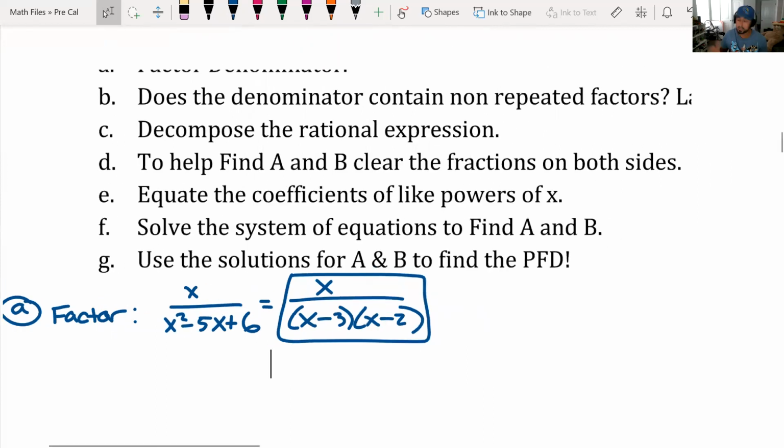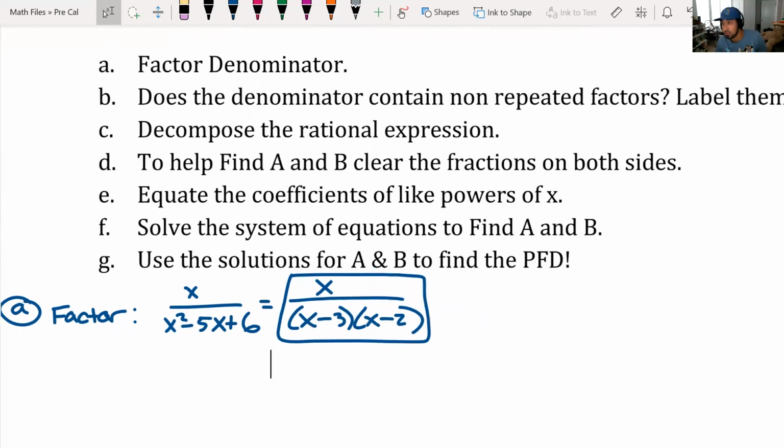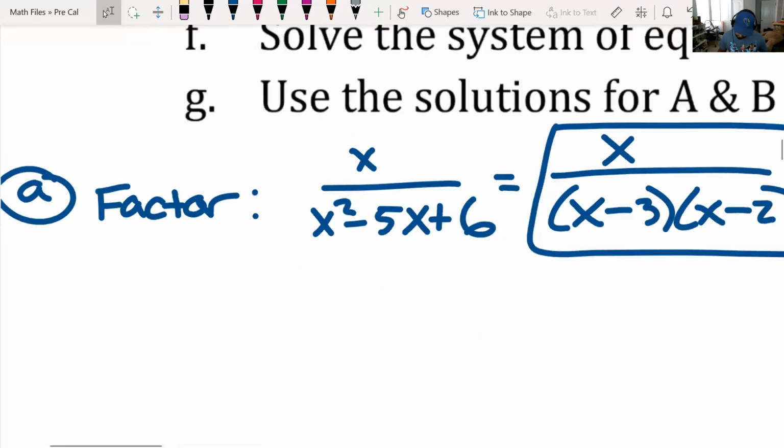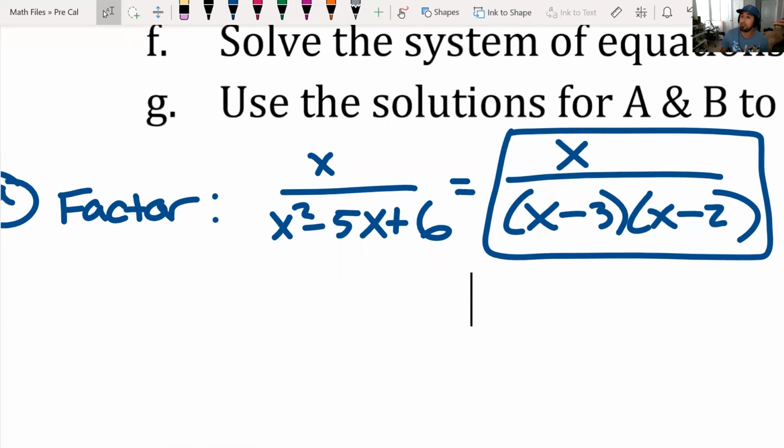Step B, determine the cases. And to determine your cases, we look at the denominator. Does the denominator contain non-repeated factors? If so, label them. Look at our denominator. Are these linear factors? Yes. X minus 3 is to the power of 1. X minus 2 is to the power of 1. These are linear factors, and they are not repeated.